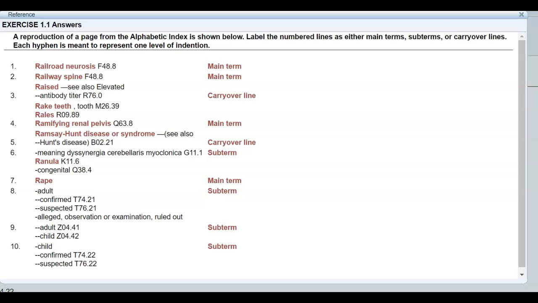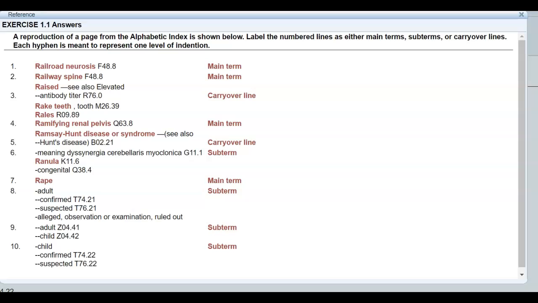Hi students, we are going to go through your first assignment. So basically what we're looking for is main term, your carryover lines, your subterms. So make sure you go back to the definitions of all of these.